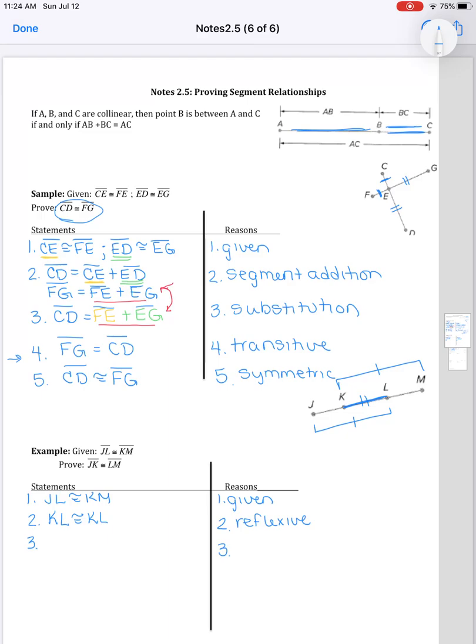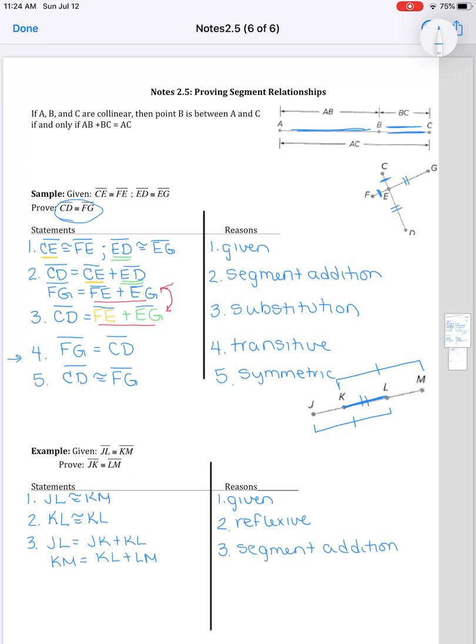All right, so here we go, line 3. I'm not really getting any closer, so let's do something that we did in number 1. Let's use segment addition. The full segment JL equals JK plus KL. The other one, KM, is equal to KL plus LM. So it's the same idea that we did for example number 1, in terms of adding the two smaller parts.